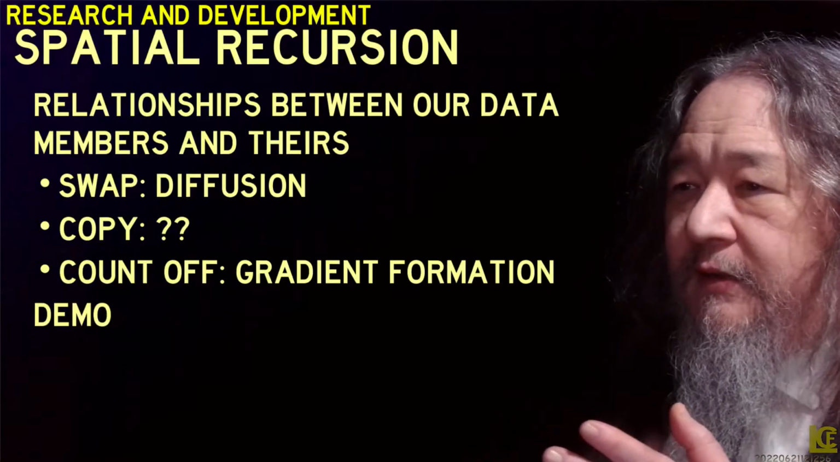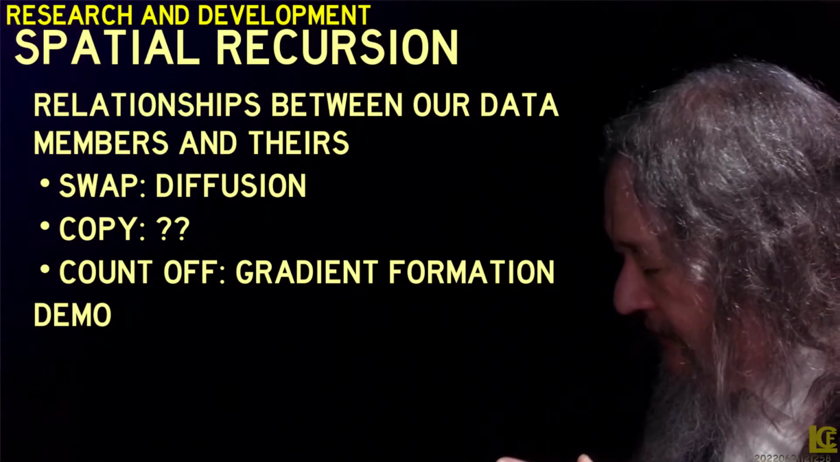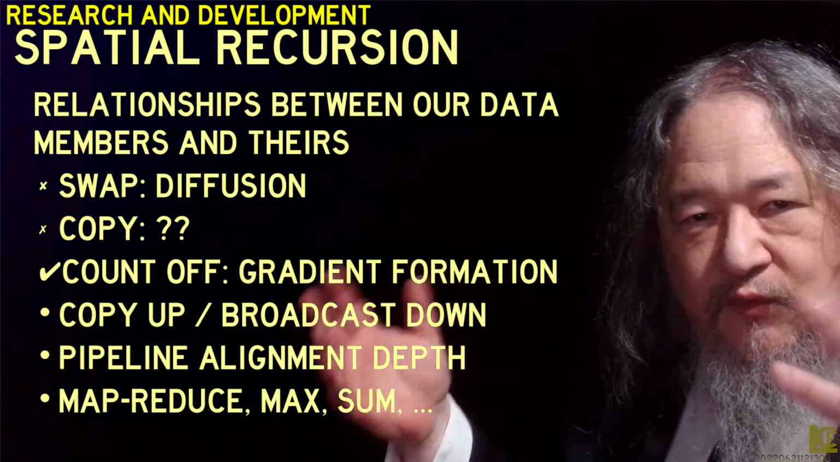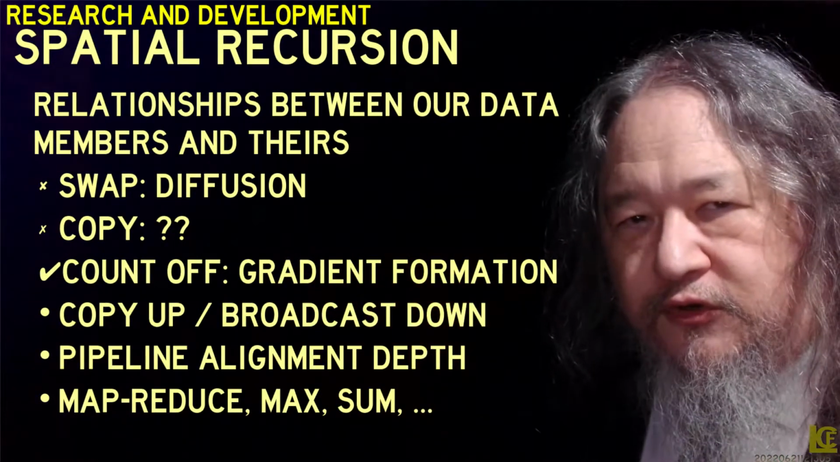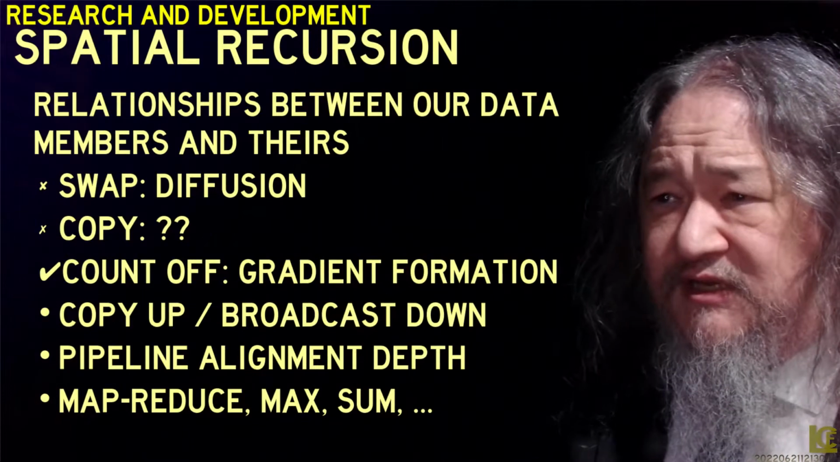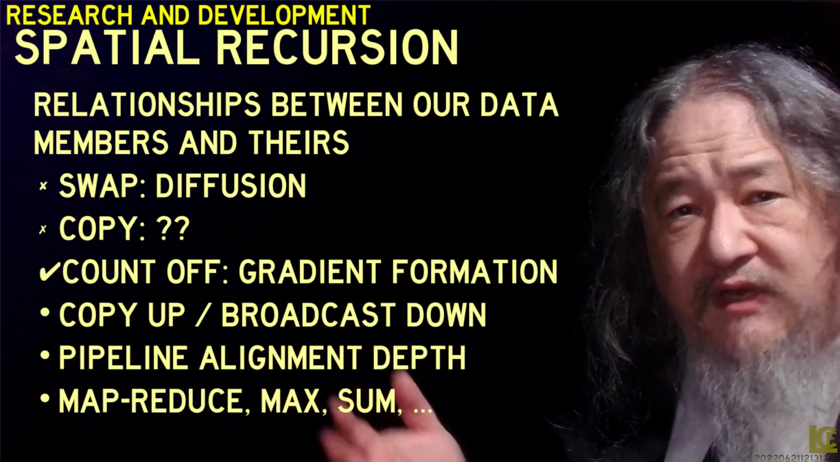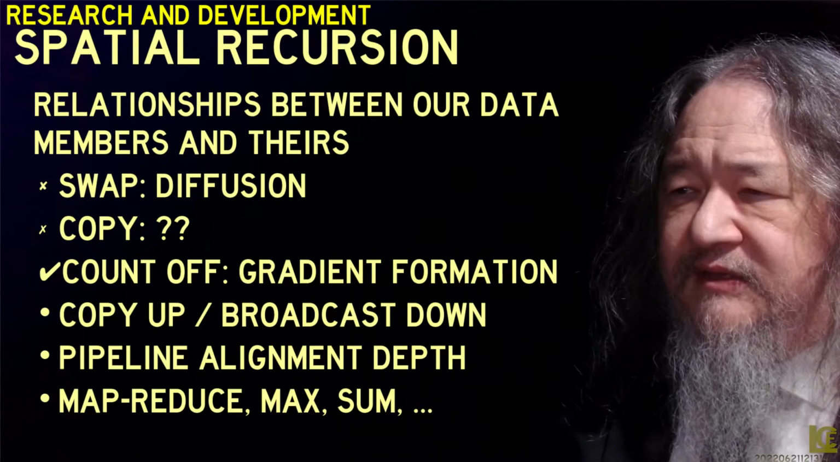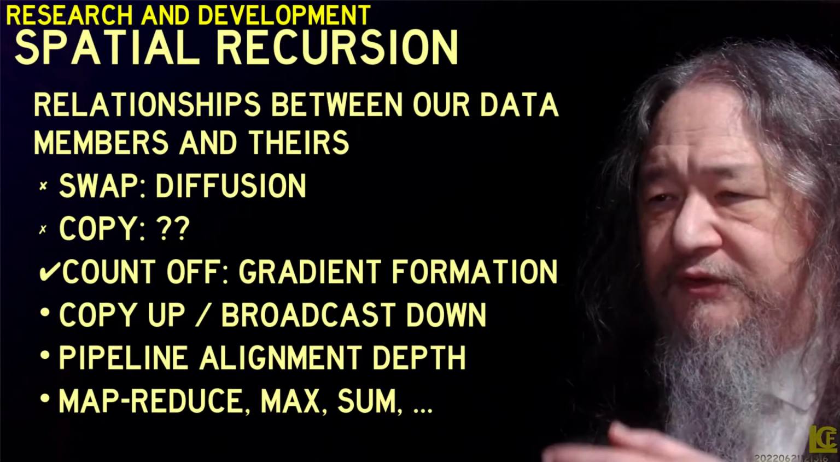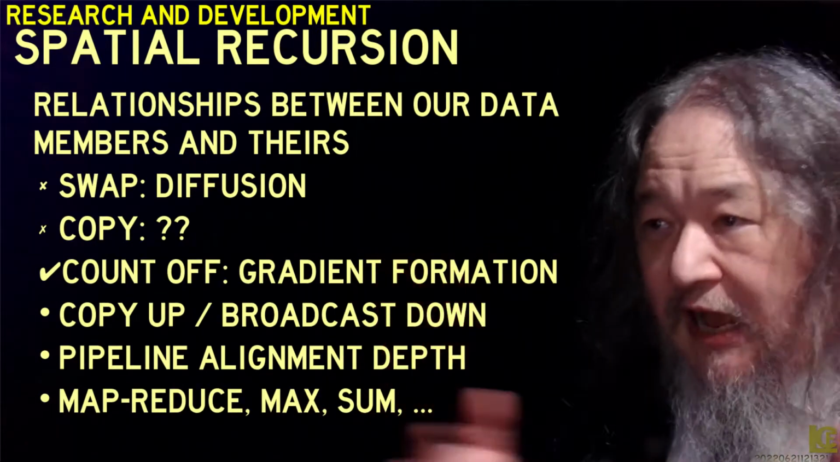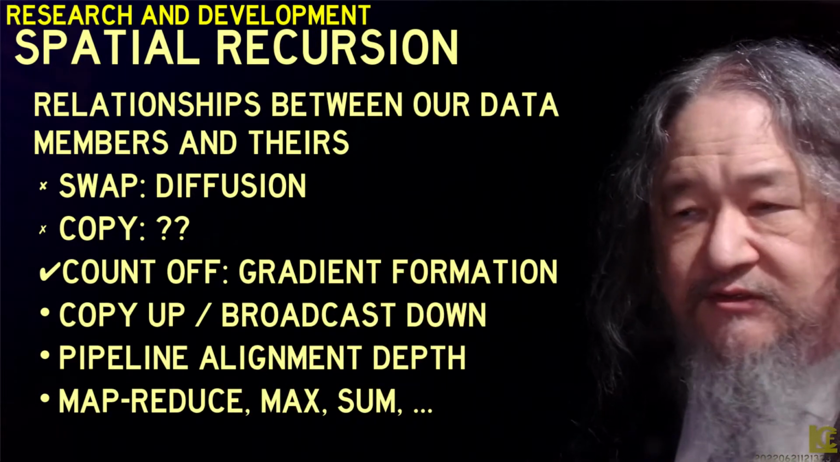So really, from one point of view, the swap diffusion case and the copy winner-take-all thing aren't really recursions in the computer science sense because they don't have a clear base case. But the counting off totally does because we have a root. And similarly, you can do many other things. You can just copy whatever it is upstream, or broadcast whatever it is to everybody downstream.